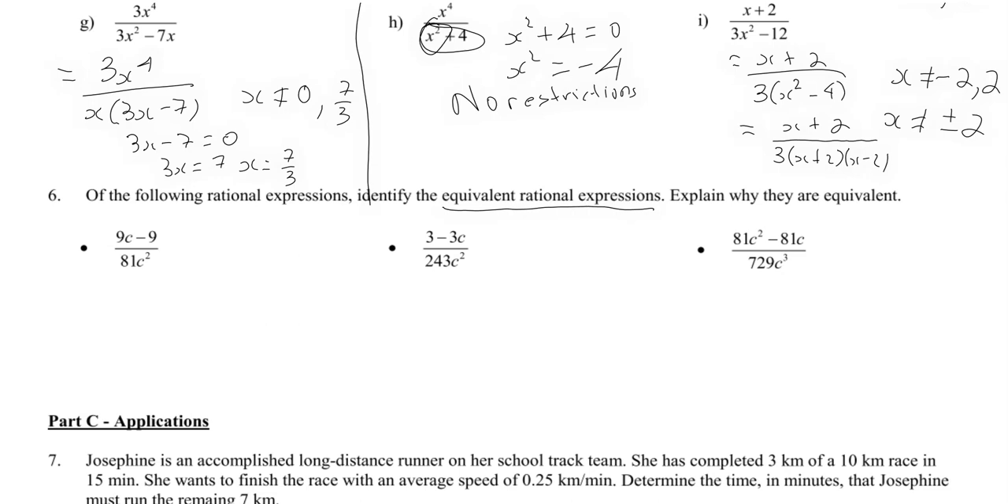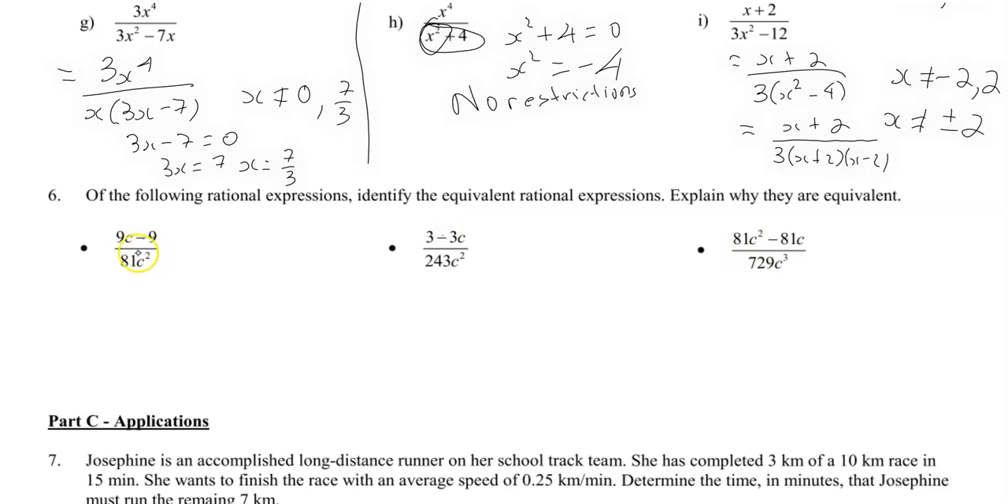Of the following rational expressions, let me clean this up a bit. Identify the equivalent rational expressions. Explain why they are equivalent. So this implies that either this is equivalent to this, or this is the same as this, or this is the same as this. We don't know which. But let's just try it out.